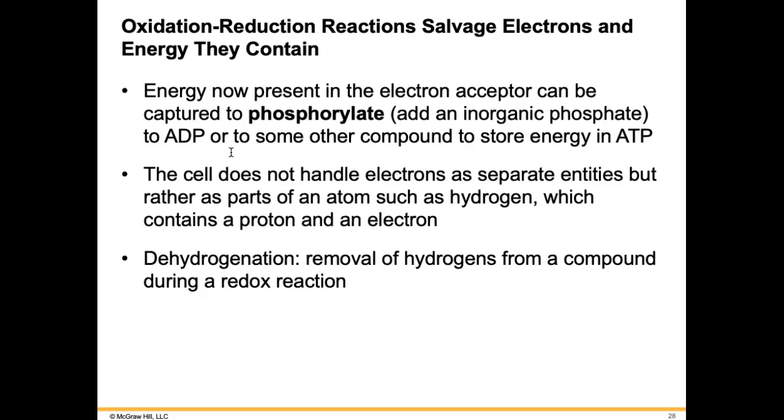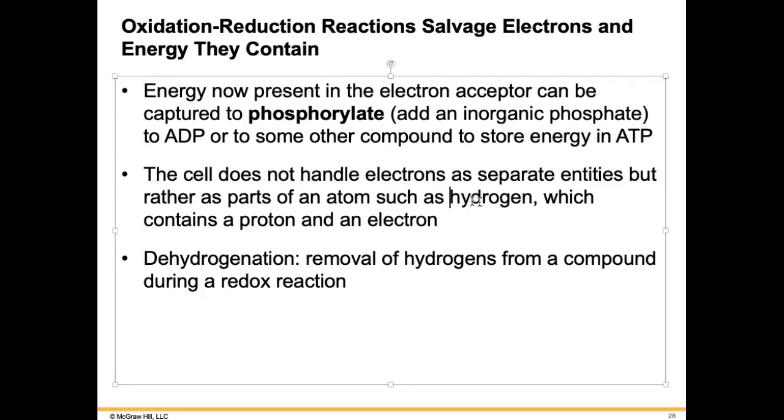The cell does not handle electrons as separate entities, but rather as part of an atom, such as hydrogen, which contains the proton and electron. So that's what I meant when I said there's going to be a hydrogen attached or participating in this movement of the electron.